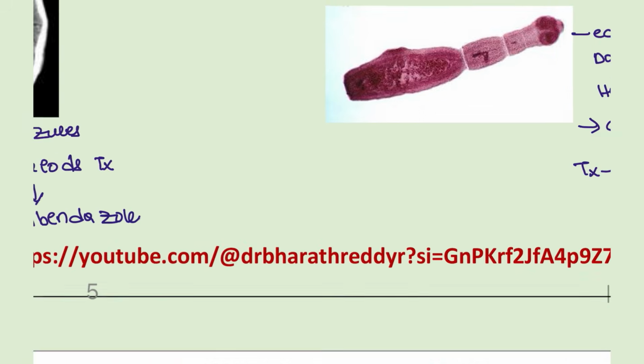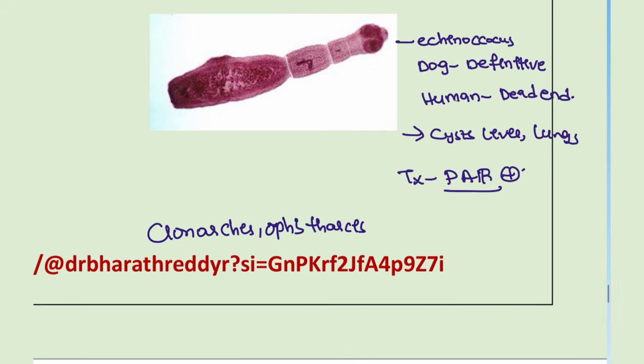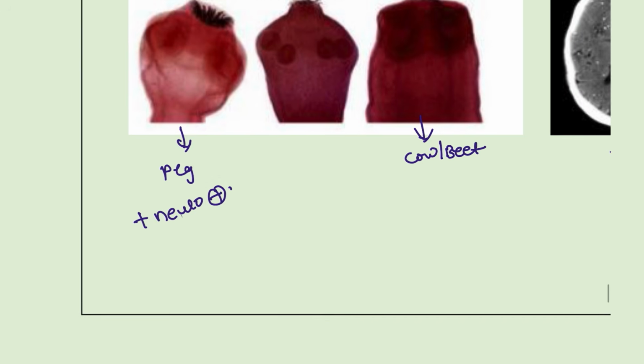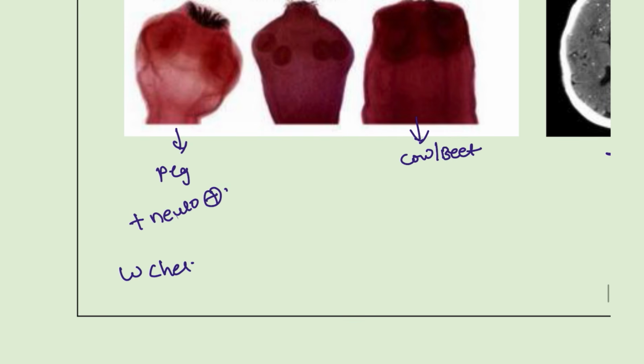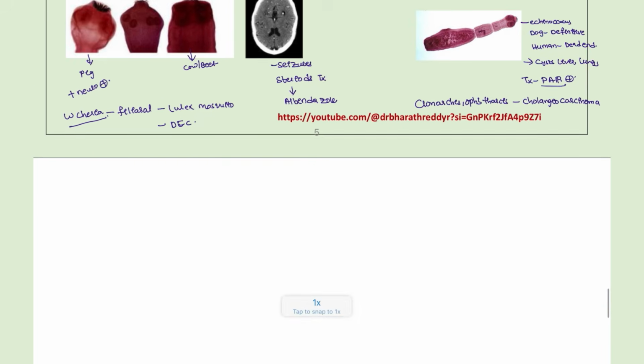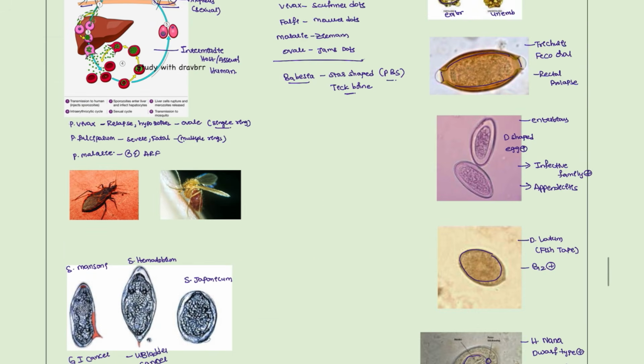Next, some of the other organisms like Clonorchis and Opisthorchis. These two species can cause cholangiocarcinoma. Cholangiocarcinoma will be seen with this condition. Next, Wuchereria bancrofti. This will be associated with filariasis due to the Culex mosquito. So the common drug that we can give for this patient is DEC. DEC drugs can be given for these patients, right?